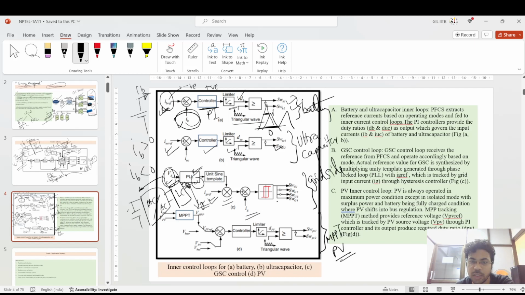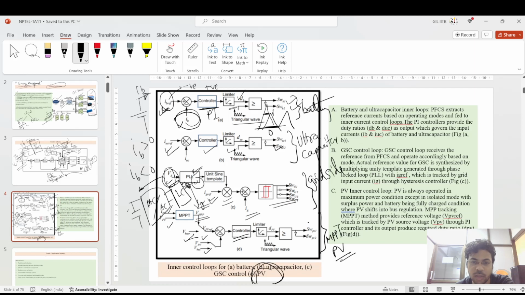Then it is compared with the IG, and the PWM pulses will be generated for this inverter, this AC-DC converter. And the last point: this PV has a special character. A unidirectional converter is being utilized, and that converter's PWM is generated by comparing the references of the IPV and the VPV. VMPP is generated, then it is compared with the V bus bar, and the V bus reference is generated.